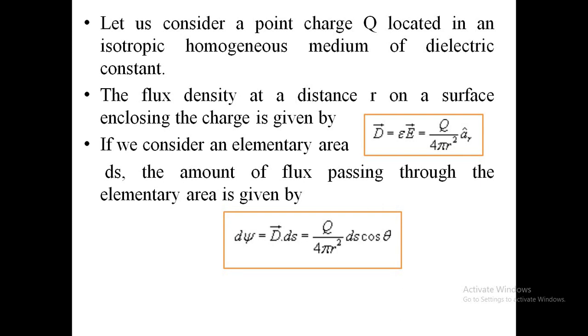D vector is equal to epsilon into E vector, which is equal to Q by 4 pi R square A vector. If we consider an elementary area dS, then the amount of flux passing through the elementary area is given by D vector dot dS, which is equal to Q by 4 pi r square dS cos theta.